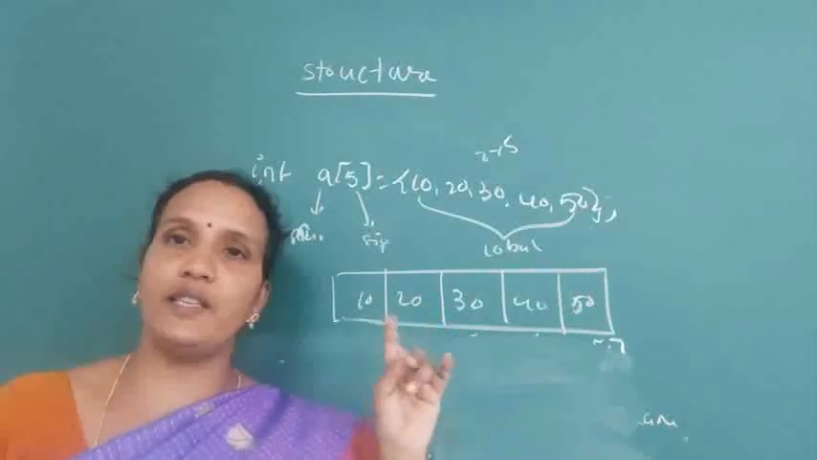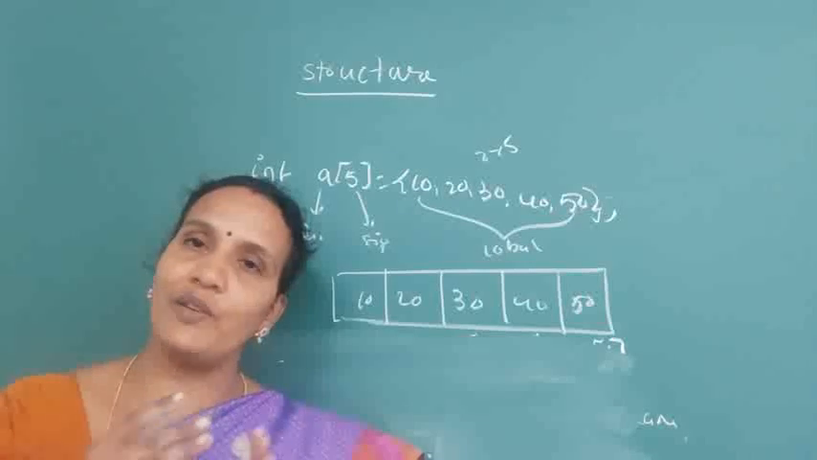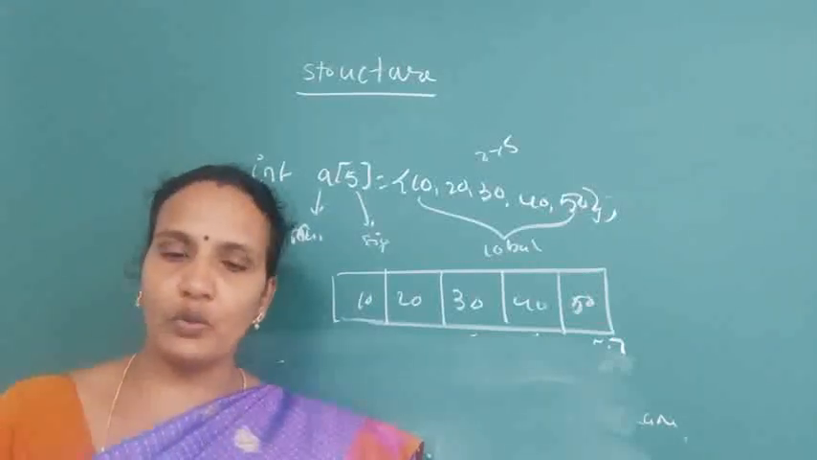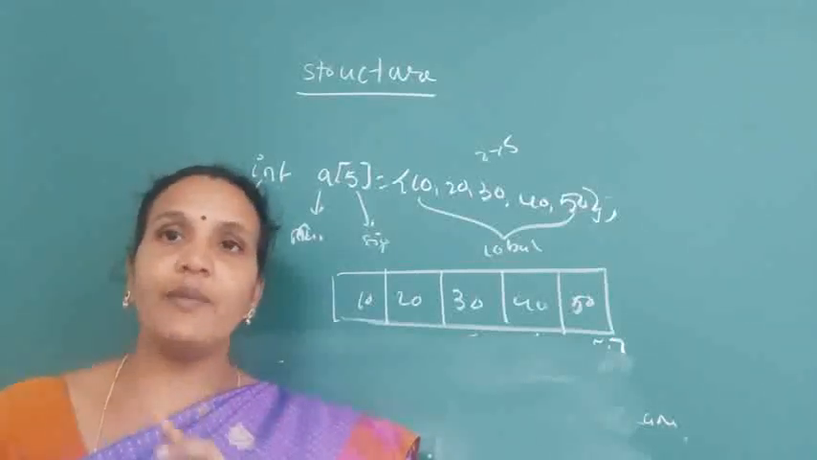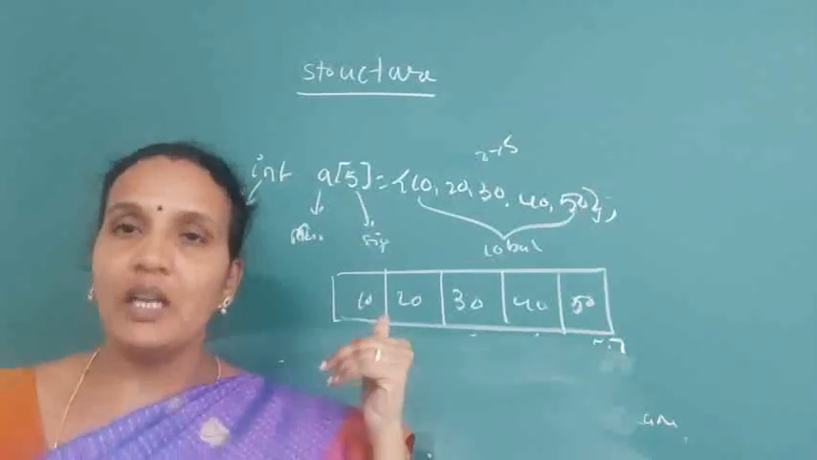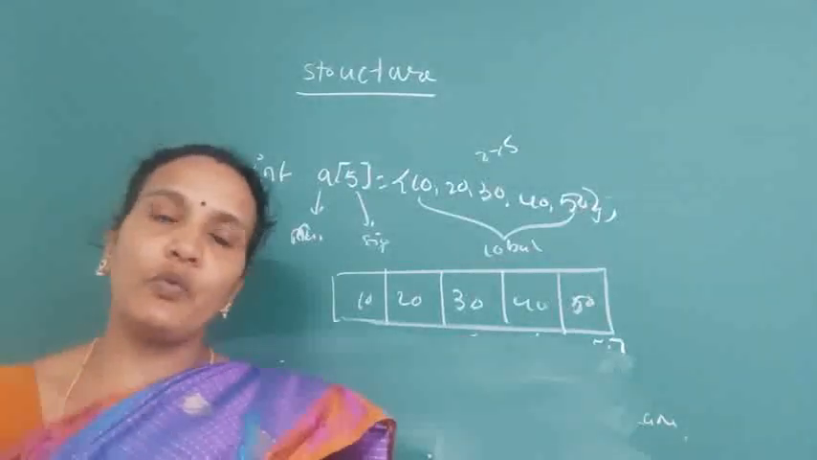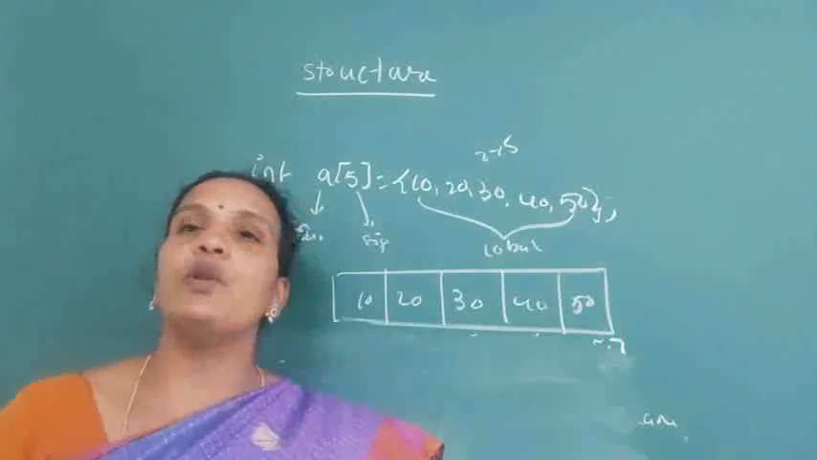Understood? So when you are creating an array, all the elements should be of the same data type. If you want to store elements of different data types, it is not possible by using an array, because an array is used to store elements of the same data type only. If you want to store elements of different data types, an array will not accept them.